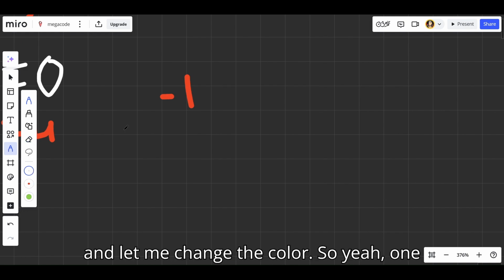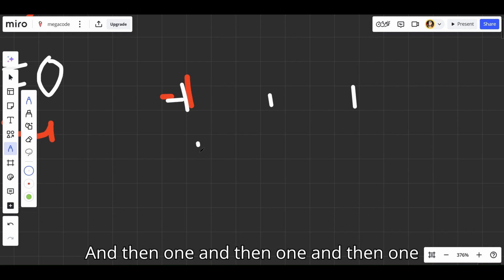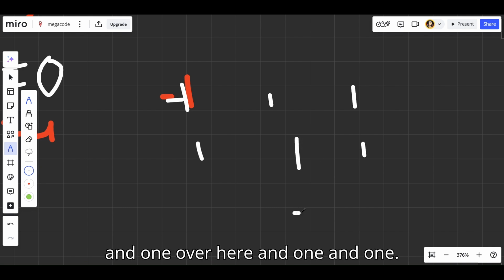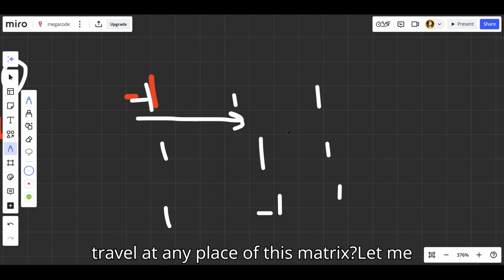I mean, just change me. Let me change the color. So yeah, minus one right over here, then one, and then one, and then one, and then one, and one, and minus one over here, and one and one. So what if I tell you that this minus 1 can travel to any place in this matrix?